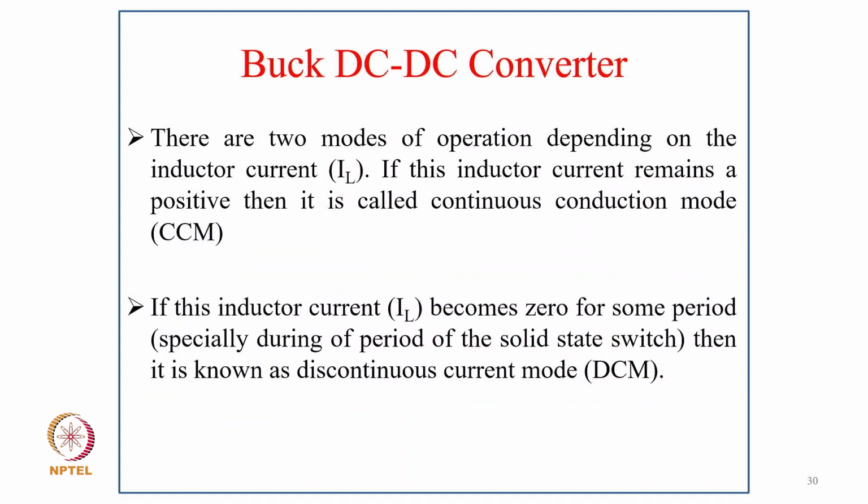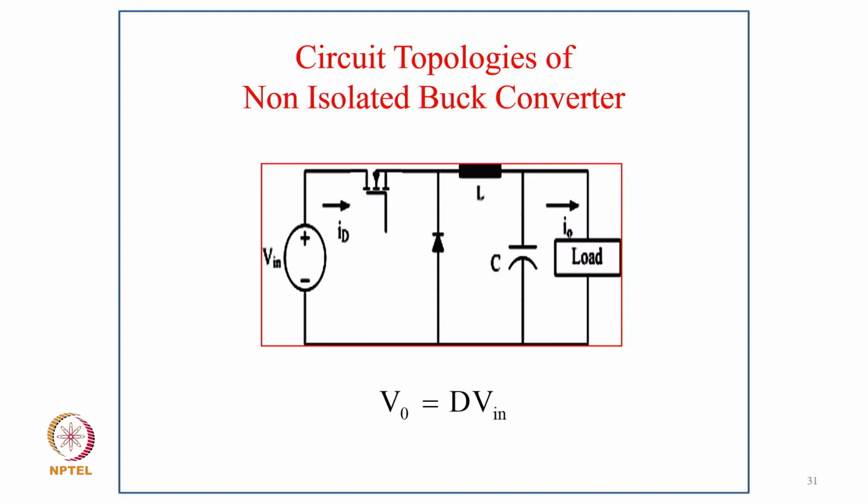There are two modes of operation depending on the inductor current. If the inductor current remains positive, it is called continuous conduction mode, and if the inductor current becomes 0 for some period, especially during the off period of the solid state switch, then it is known as discontinuous current mode. So you can see the circuit of this buck converter. Here we have a source, then the switch, followed by the inductor, capacitor and diode, the load, and the output.